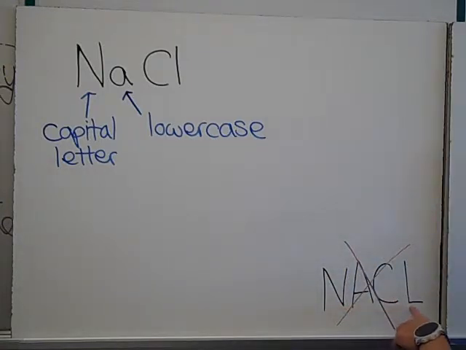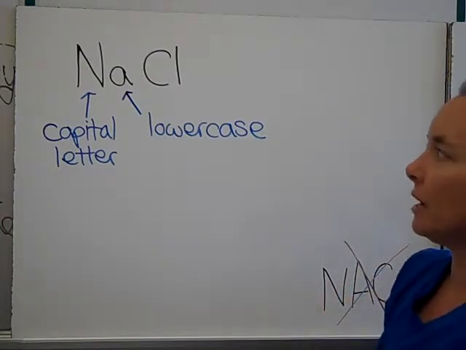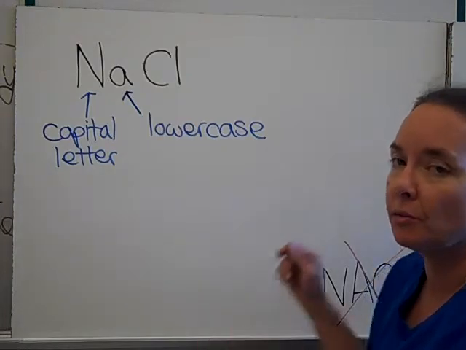If we wrote it with all capital letters here, it would mean something different. This would be nitrogen, this would be carbon. We would not be able to tell this was Na and Cl. This looks like 4 different elements. Because remember, some of the elements have 1 letter in their symbol and some have 2.